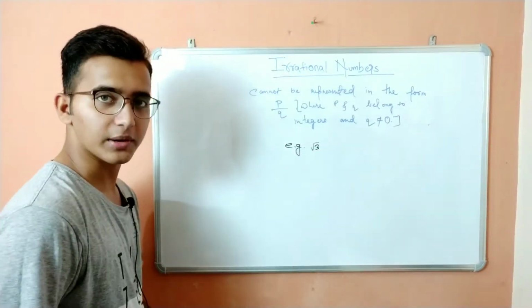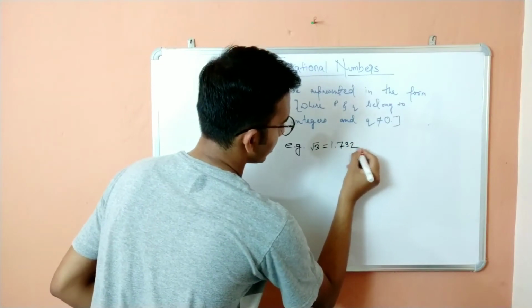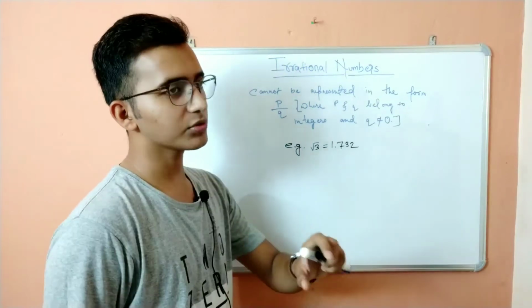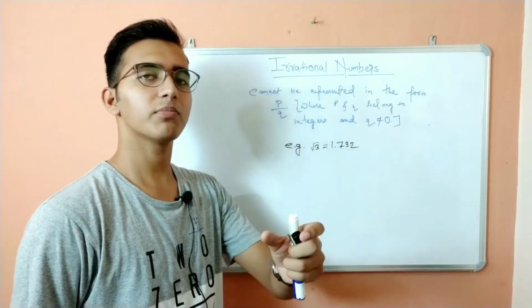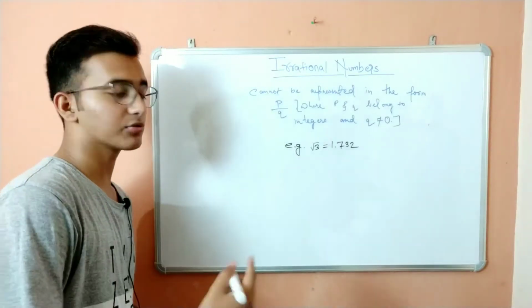Root 3 is also an example of an irrational number. The value of root 3 is 1.732. Why am I writing the values of root 3 and root 2? These values are important. Not right now, but they will be important in your higher classes. So it's good practice to know about these values right now.